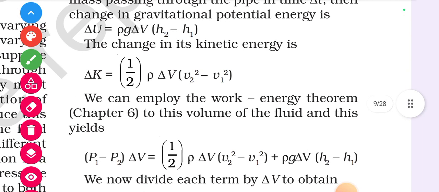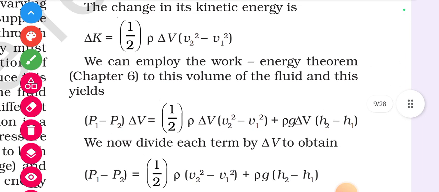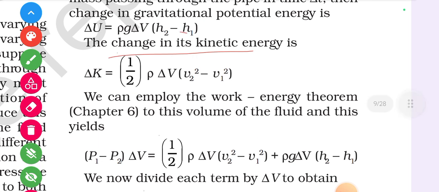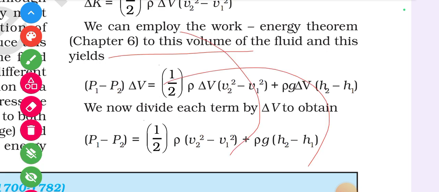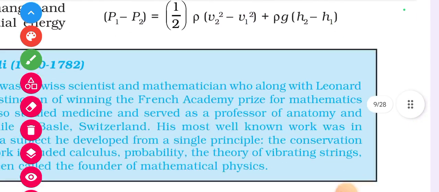This is the change in potential energy we have. We will write this down, and the change in kinetic energy we will write this down. Now we will just divide it by delta V. So what we will be left with is P1 minus P2 is equal to half rho (v2 square minus v1 square) plus rho g (h2 minus h1).